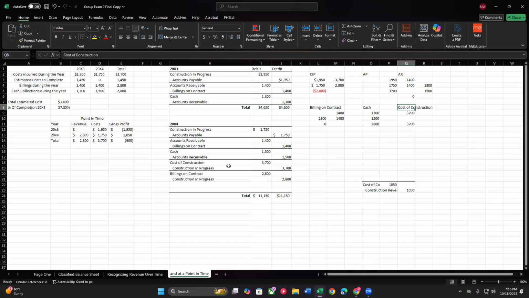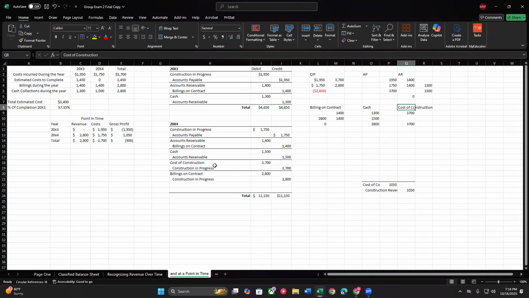But our construction's done, so the construction in progress is closed out already. So that would be our revenue, because we closed out construction in progress with the 3,700. So the billings would be with the revenue. I know that's not exactly like the example, but, so you're thinking that this one breaks out into 3 sections and revenue is part of it?